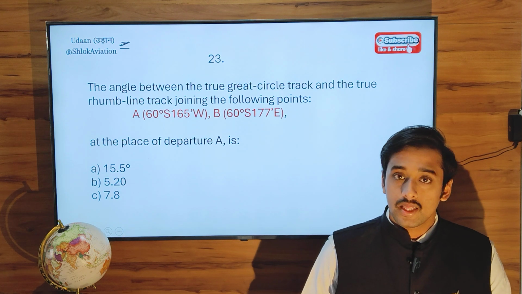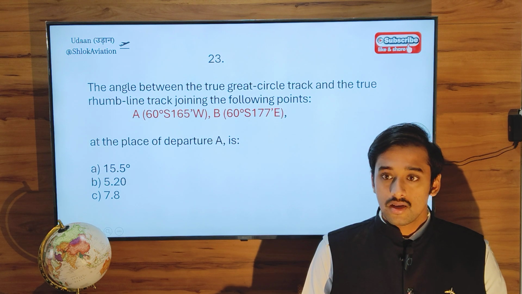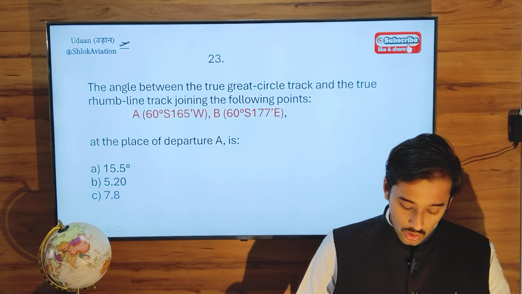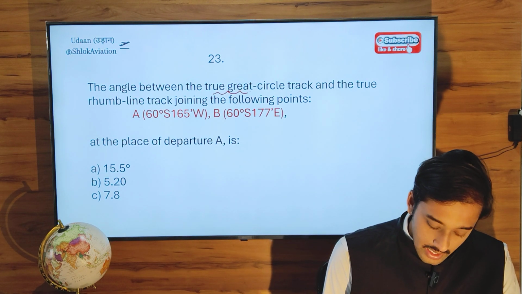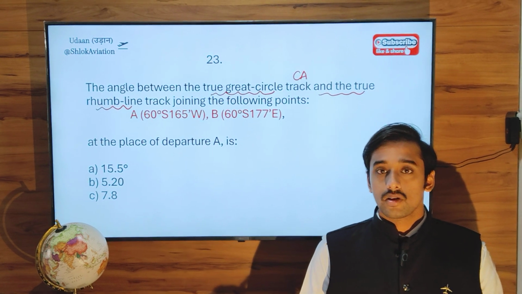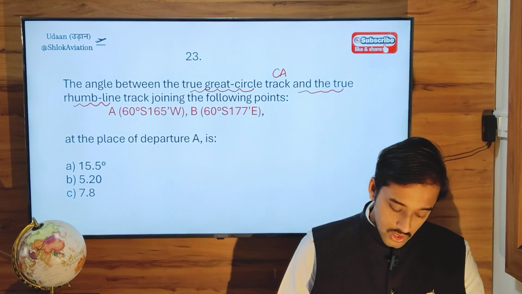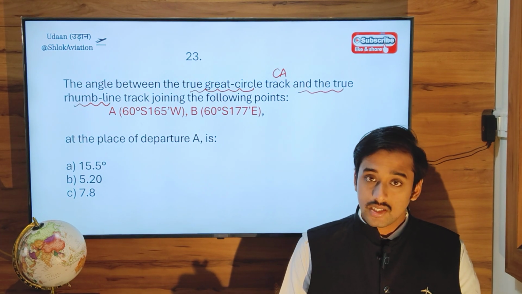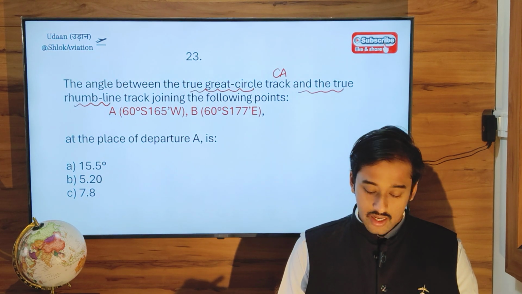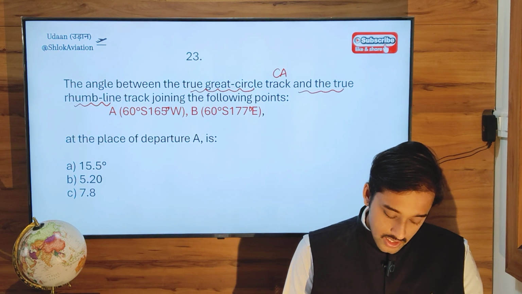To begin with question 23, the angle between the true great circle track and the true Rhumb line track. So that angle between true great circle and true Rhumb line is called convergency angle. So in other words, they are talking about convergency angle. They have given us the coordinates. One is at 165 west and other is at 177 east. At place of departure A is how much?